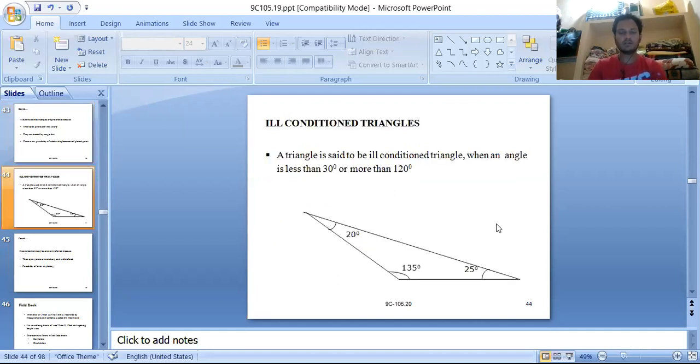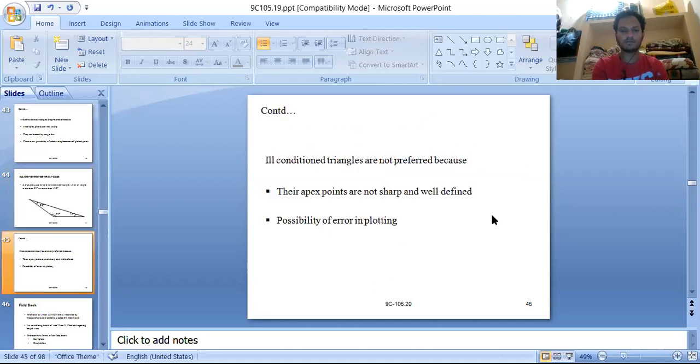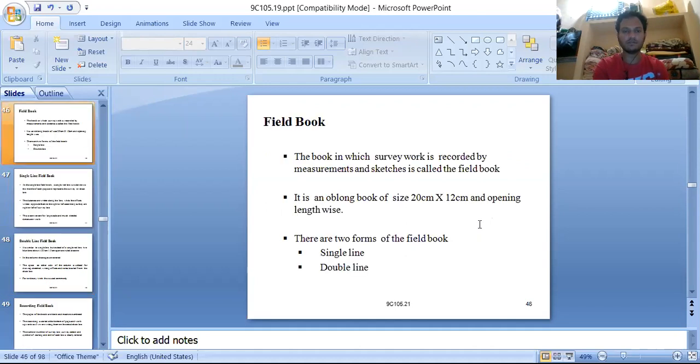We have ill-conditioned triangles also. A triangle is said to be ill-conditioned when the angle is less than 30 degrees or more than 120 degrees. Any angle less than 30 degrees or more than 120 degrees represents an ill-conditioned triangle. Ill-conditioned triangles are not preferred because their apex points are not sharp and well-defined. There is a possibility of error in the plotting. So these are the reasons why we do not consider ill-conditioned triangles.